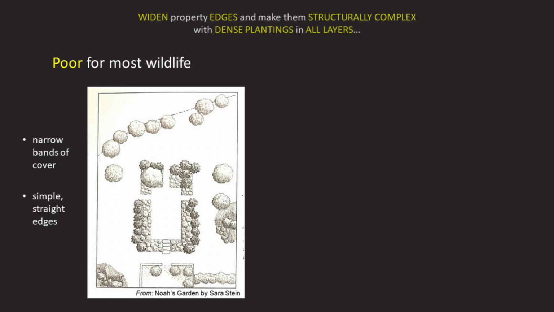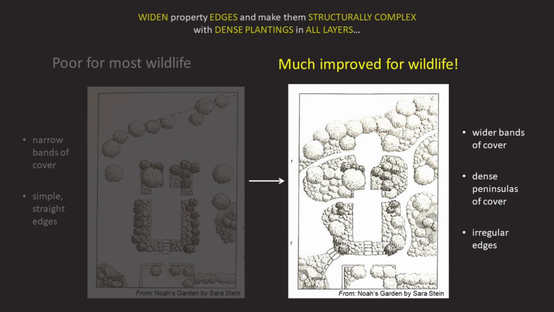This picture represents most suburban landscapes, which are dominated by mowed lawns and very narrow, sparse plantings. Here, cover and foraging opportunities for wildlife are few, and it's difficult for animals such as turtles and amphibians to move across the landscape due to a lack of vegetative cover. This scenario can be improved by widening the areas of the plantings and making them more structurally complex. This is accomplished by simply allowing vegetation to grow and/or by adding dense plantings in all vegetation layers. The goal is to convert straight bands of narrow cover into wider bands with dense peninsulas of cover.